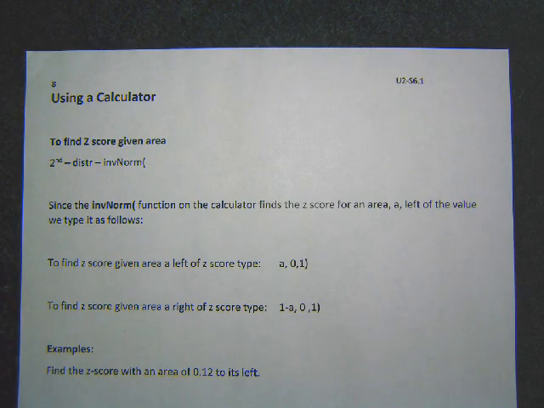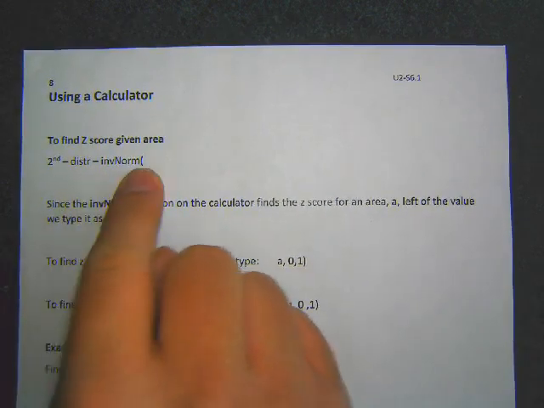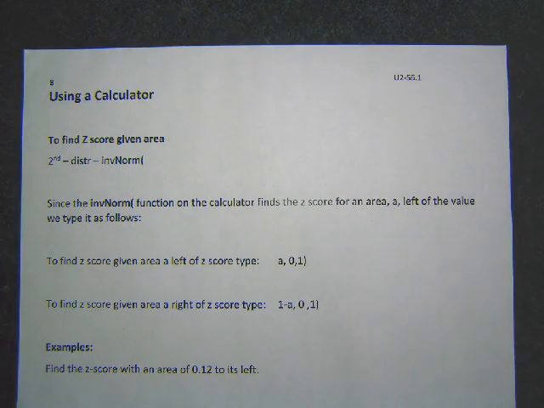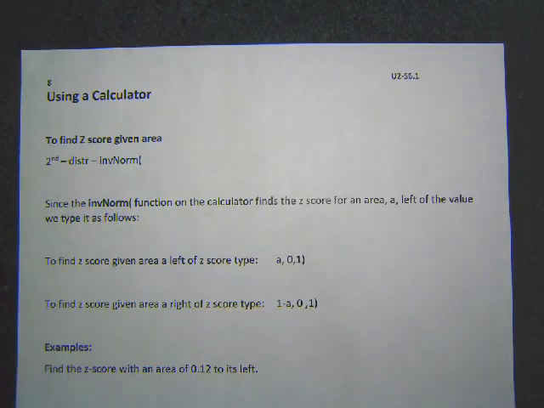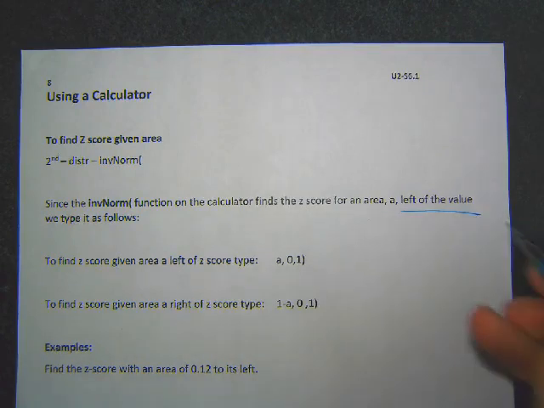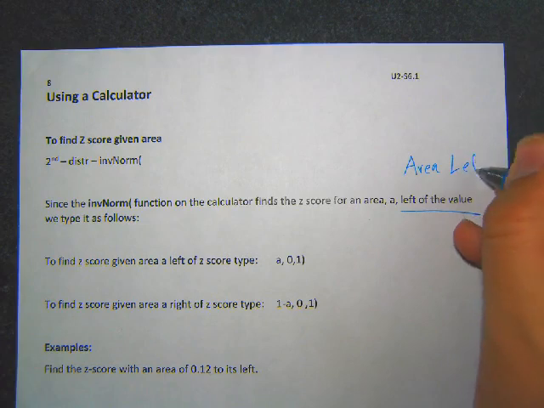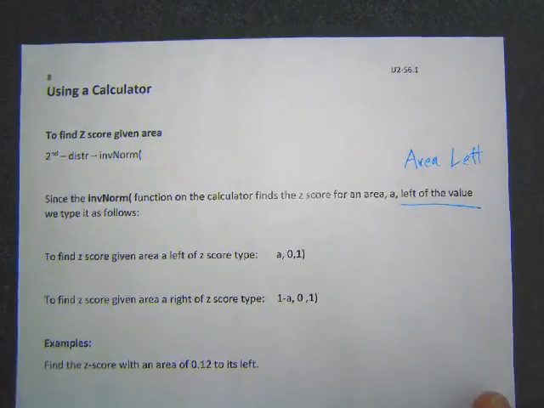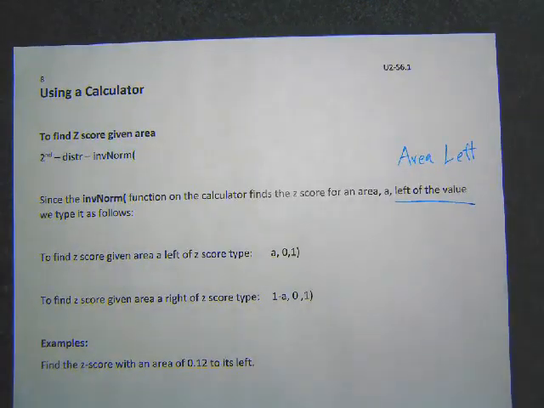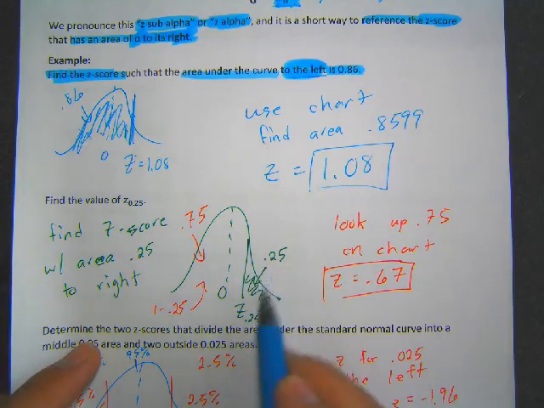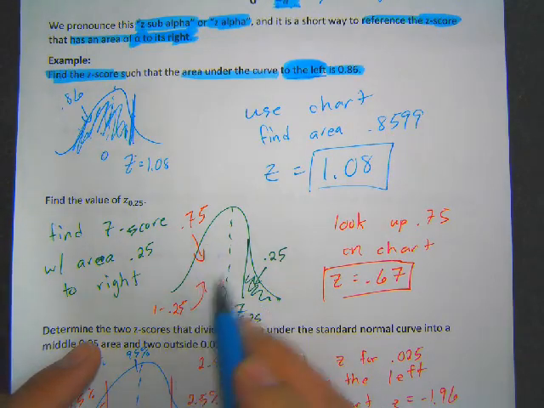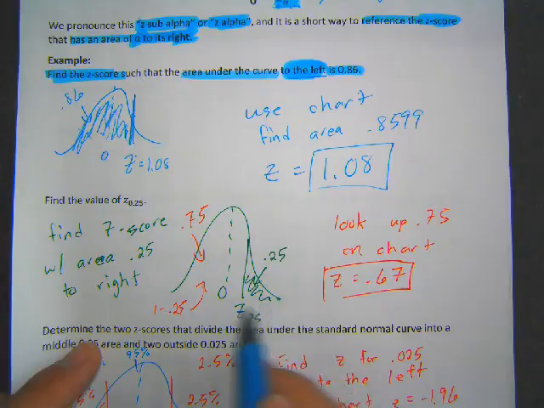To do this, we're going to use the operation inverse norm. You'll find this under that distribution button again. Note that the inverse norm specifically works for area left of the value. So it's kind of like your chart. It only works with the area left. Now, how do we make it work to find the area right? Well, we saw that on the last page. If we want the area on the right, we just subtracted the area on the right from 1, and then used the area on the left. So we can do that here as well.